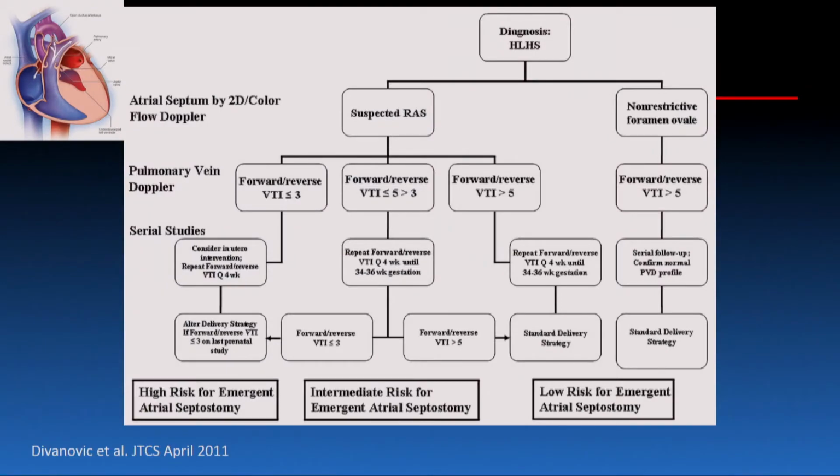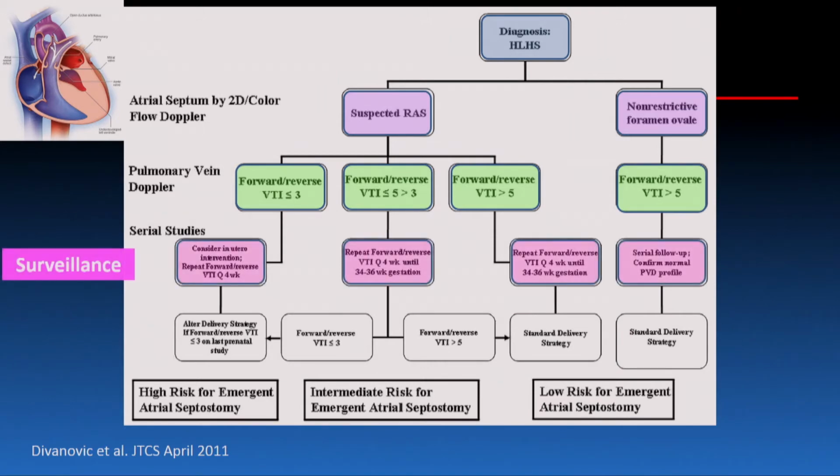Dr. Michael Felter actually published 2 great articles. One that he followed up looking at that ratio of the VTI of the forward to reverse flow in the pulmonary veins with hypoplastic left heart syndrome of those patients that were suspected to have restrictive atrial septal physiology versus non-restrictive. And he moved the cutoff down to even less than or equal to 3 as that forward-reverse ratio to see if we're missing anything, comparing those less than 5.